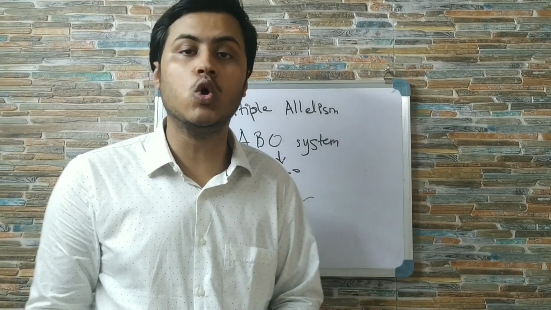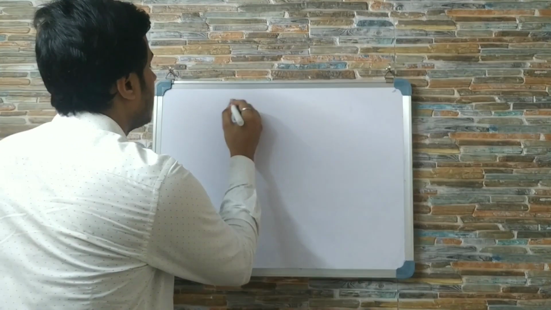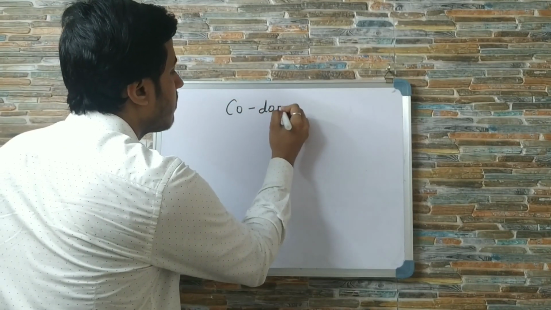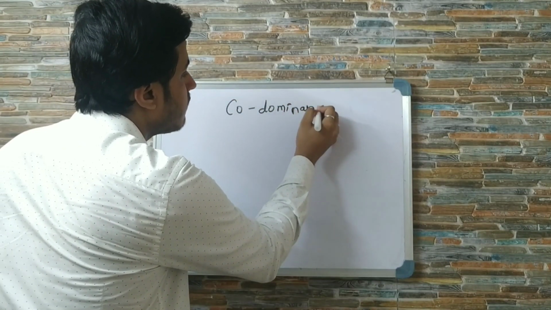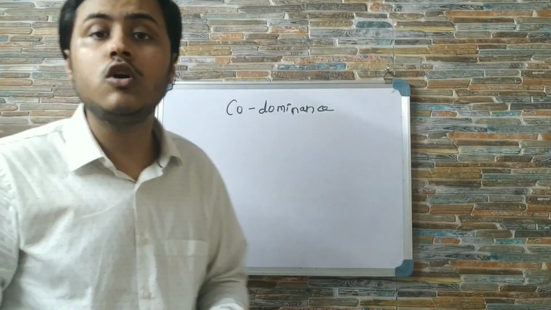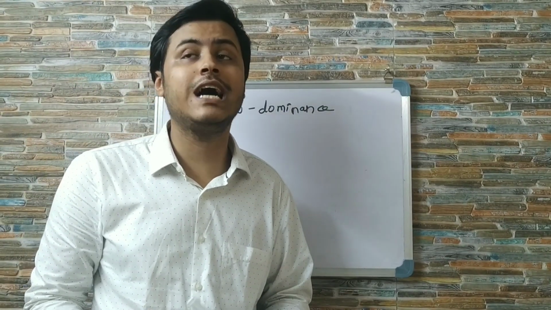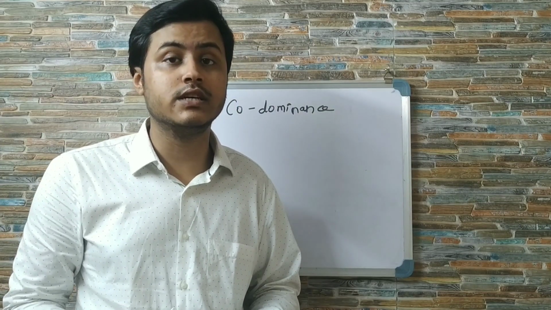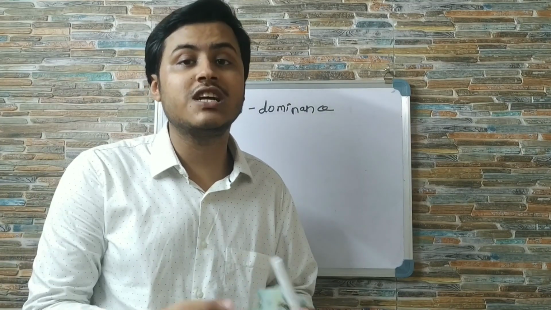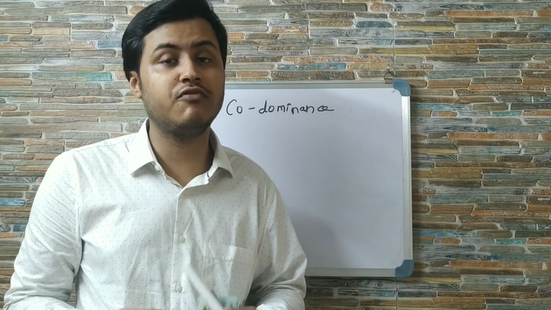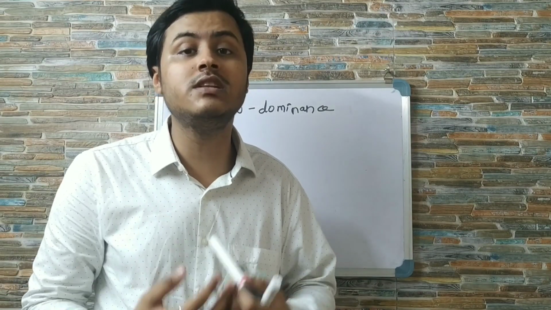Next is codominance. Under codominance, we see that it can happen that both the characters, or both the contrasting allelic forms of a gene, are expressed simultaneously.